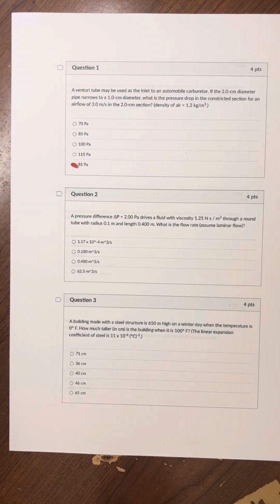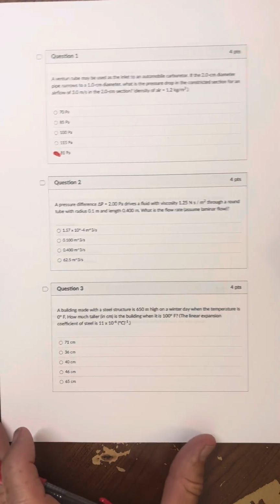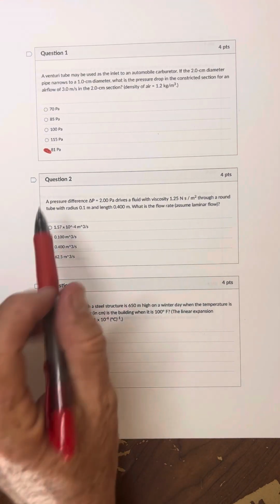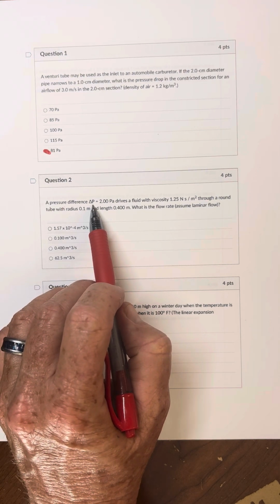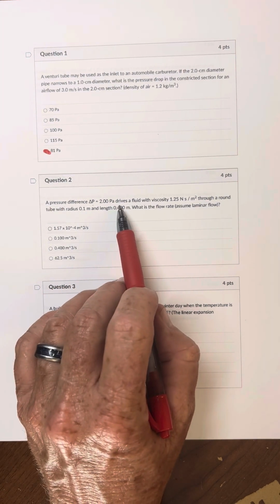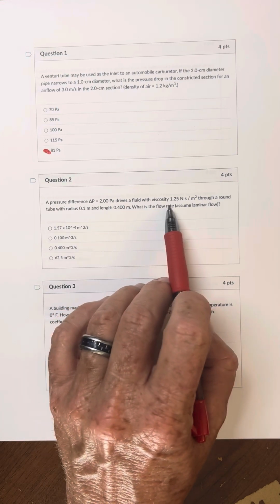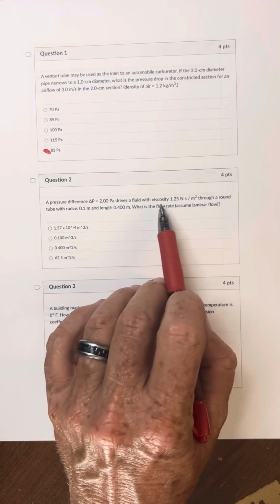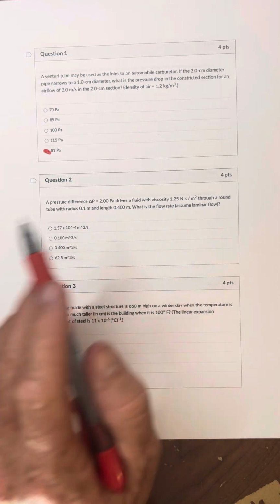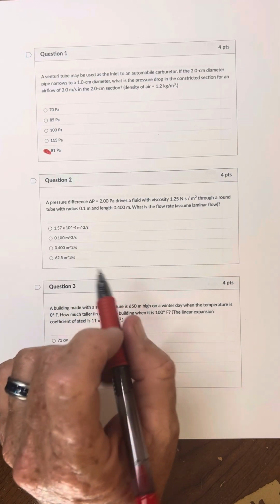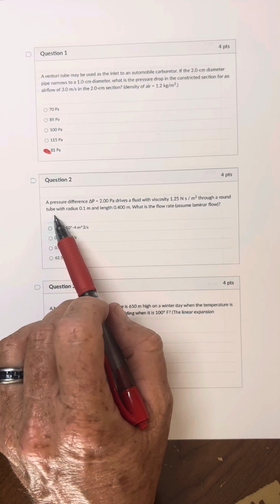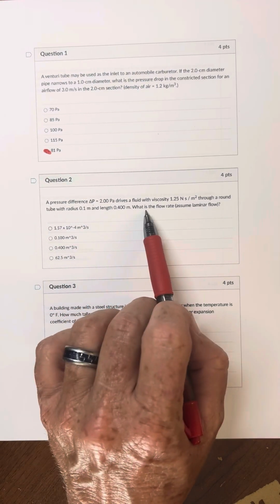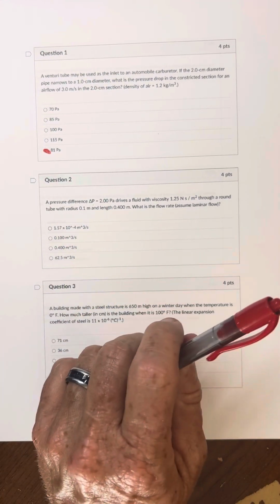All right, let's go on to the next one. So the next one says the pressure difference, delta P, drives a fluid that has a viscosity of 1.25 through a round tube, and it gives its radius and its length. What is the flow rate?